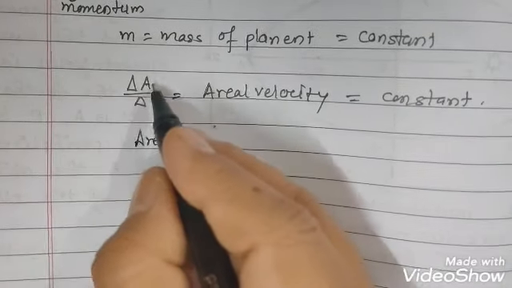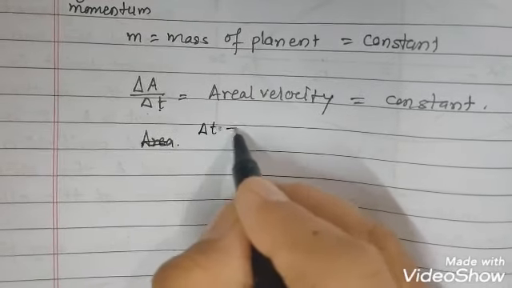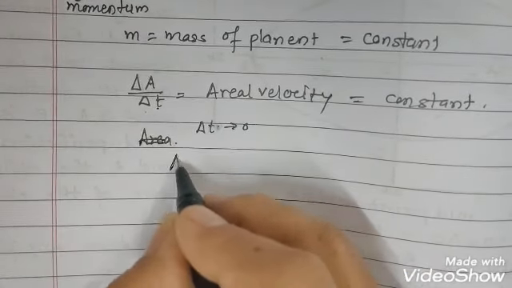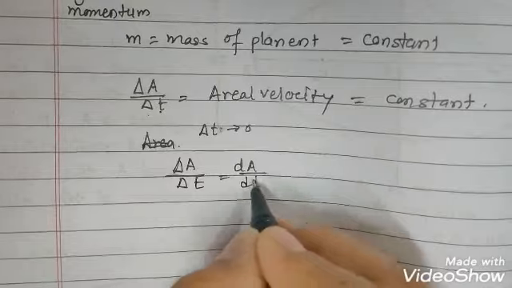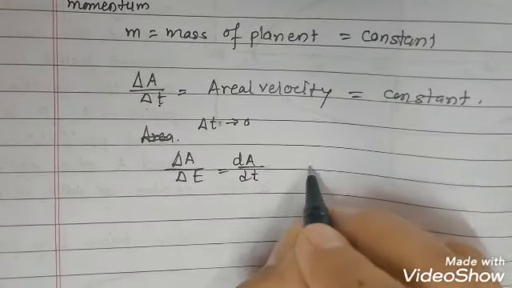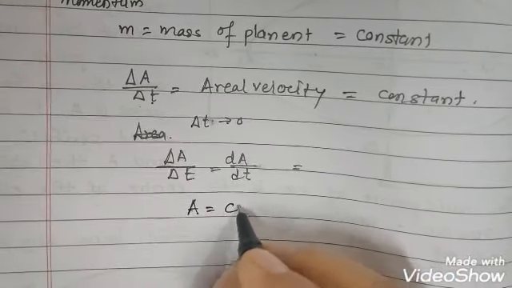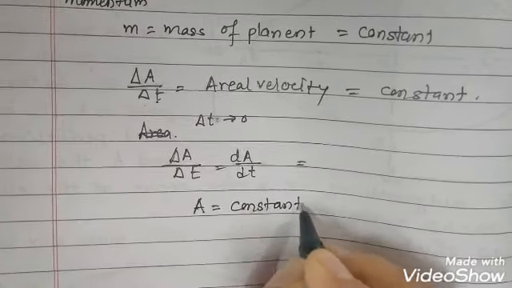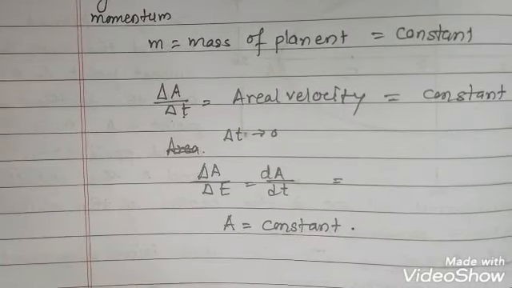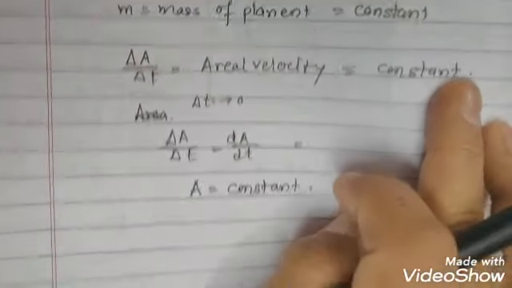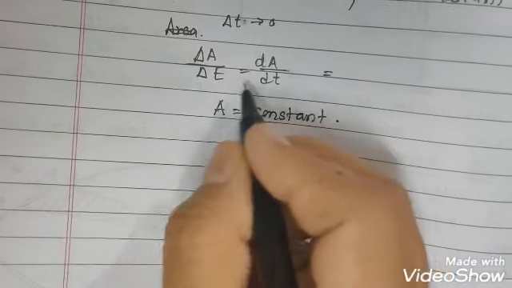Because del A upon del T is a very small quantity, if del t tends to 0, in such a situation this del A upon del t you can write as dA upon dt, and in that situation the quantity A is also a constant quantity. Area with respect to time is constant here. That means the area is constant for the time interval t.